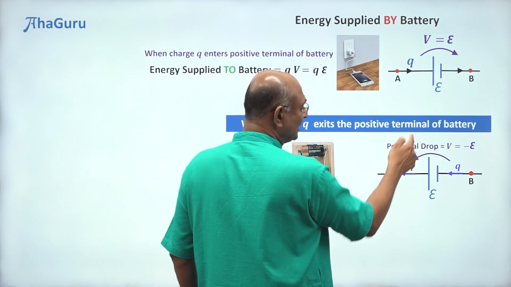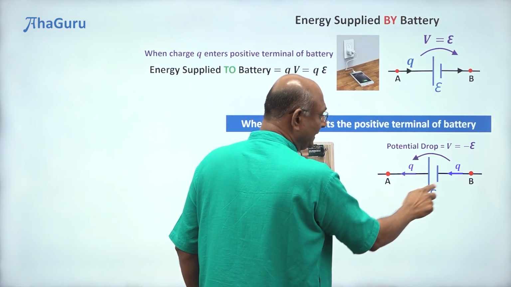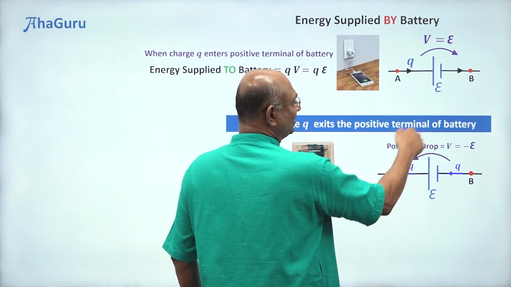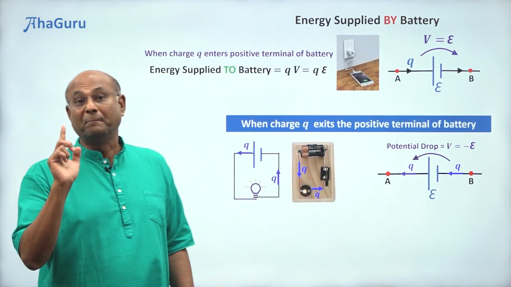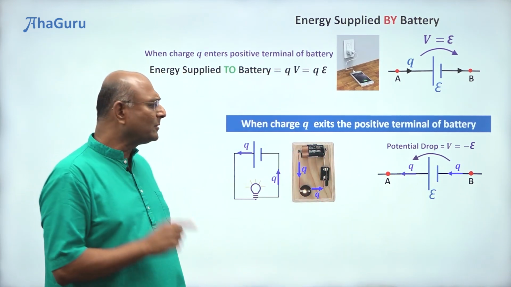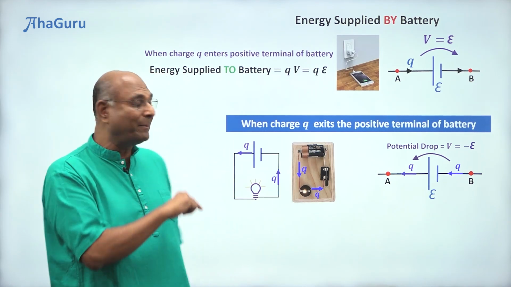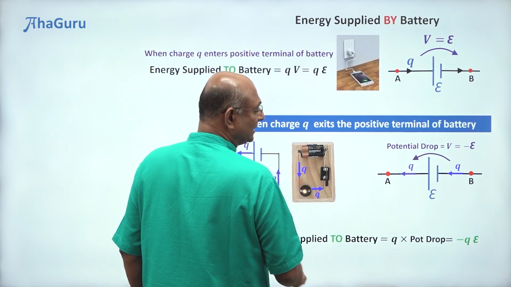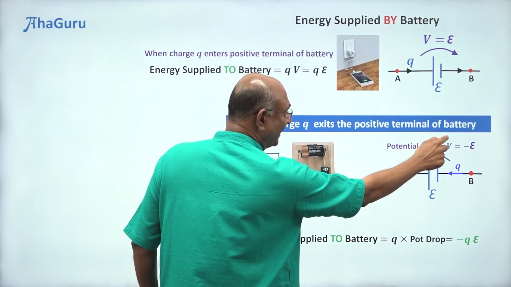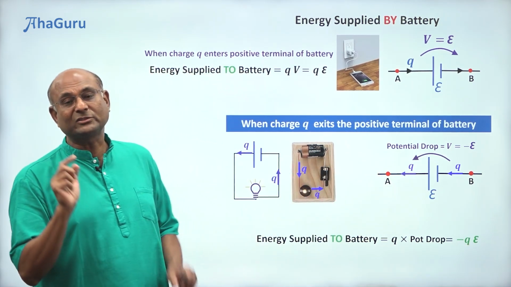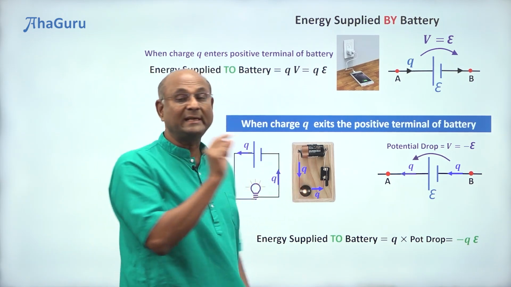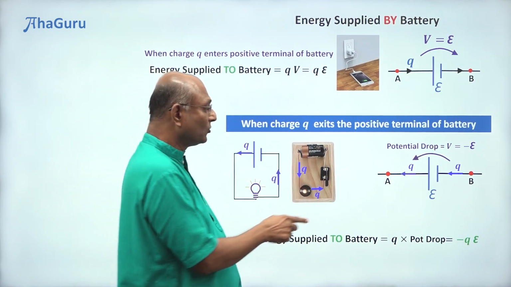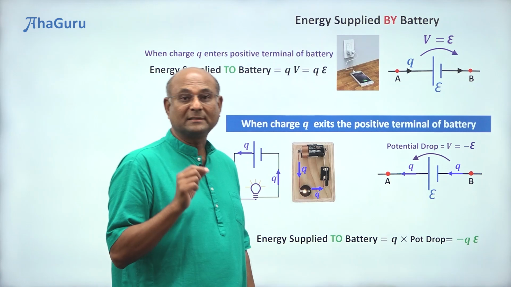How much will be the potential drop? From the big to the small, it will be equal to the EMF. From the small to the big, the potential drop will be minus E. So how much will be the energy supplied to the battery? Energy supplied to the battery is Q times potential drop, which is Q times minus E. So it will be minus QE. So this is the energy supplied to the battery. Notice it is a negative energy supplied to the battery.